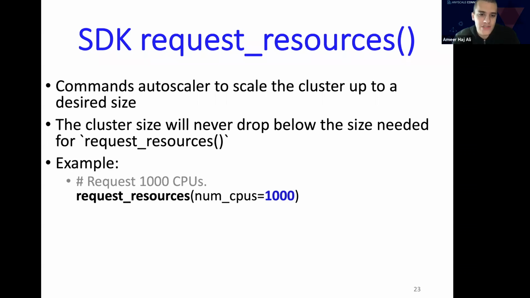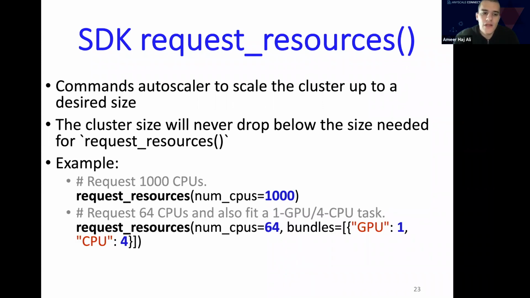So for example, if you request resources with num CPUs 1000, this will allow you to do, for example, f.remote 1000 times without any autoscaling, if you have not run anything before that, because this should accommodate 1000 function calls of one CPU. Of course, if you are running already many nodes, this will not add many more nodes to what you're currently having. So for example, if you have min workers very high that can fit this 1000 CPUs, request resources might be redundant. Then we have another example here with bundles, 1 GPU and CPU 4 and 64 CPUs.